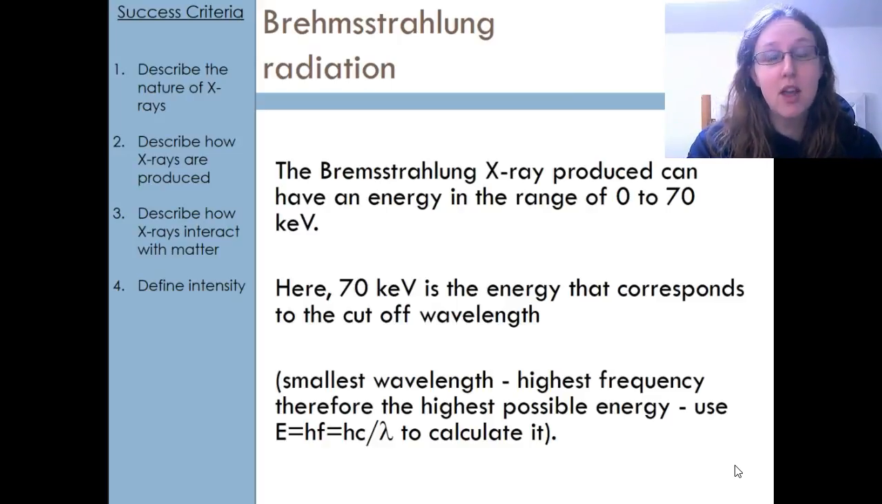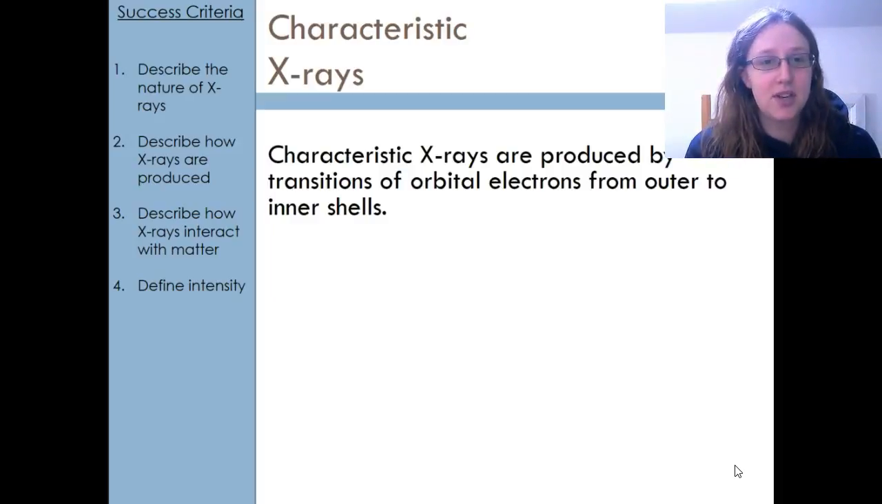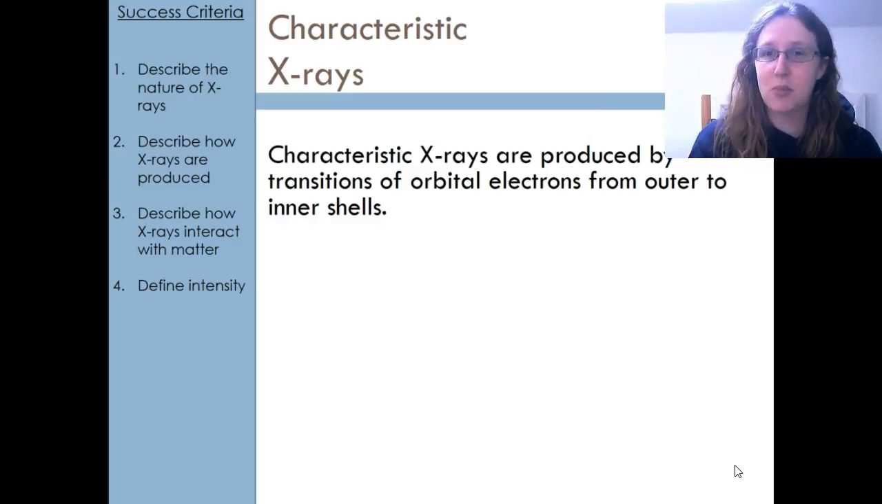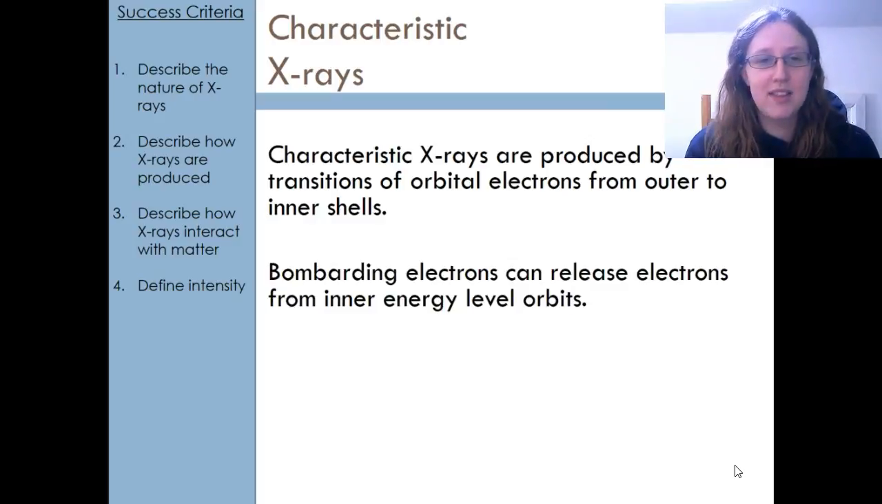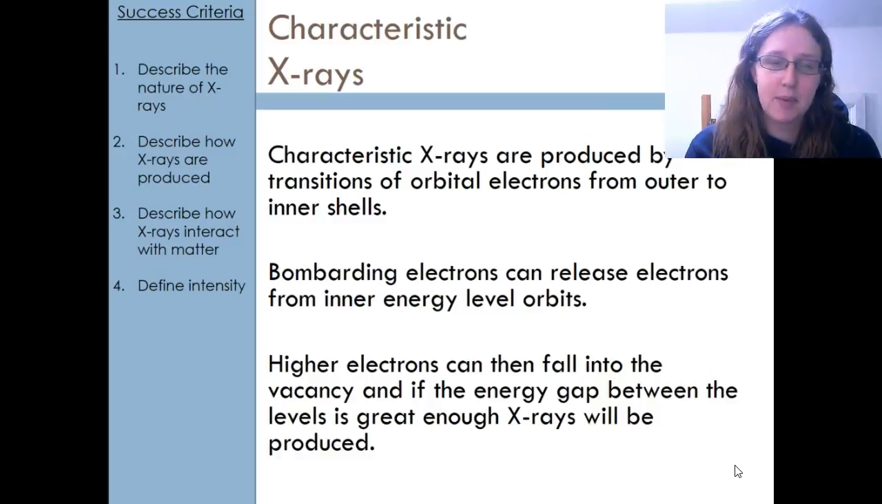So that's Bremsstrahlung. Second type are characteristic X-rays. And characteristic X-rays are produced by transitions of electrons from outer to inner shells. So this is similar to what we were talking about with the spectra and emitting different types of light. Well, in fact, it's not similar, it's the same thing. So when the electron hits, what it can do is it can excite electrons from inner energy levels up to higher ones. Then the higher energy level electrons then fall back down to where they were before, and if that energy gap is sufficient or correct, I can get out X-rays.